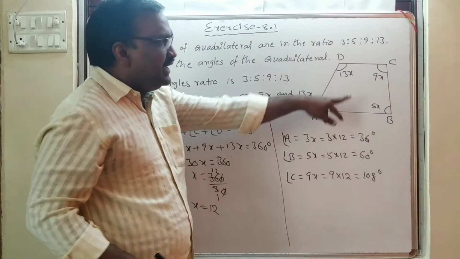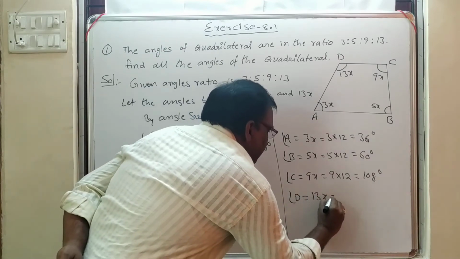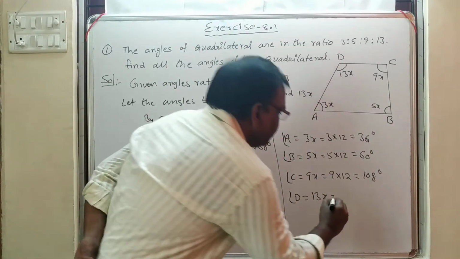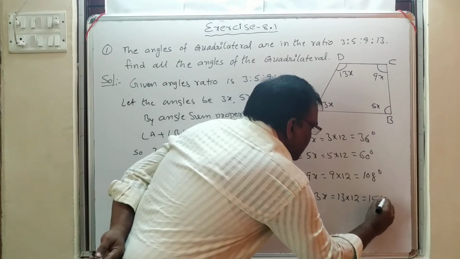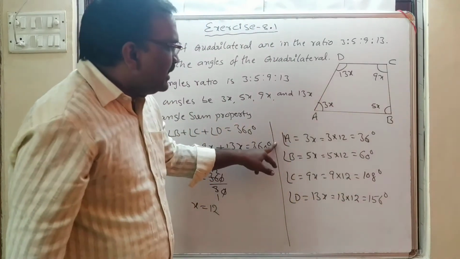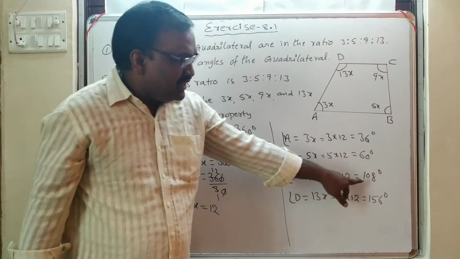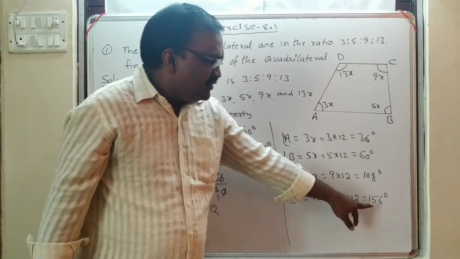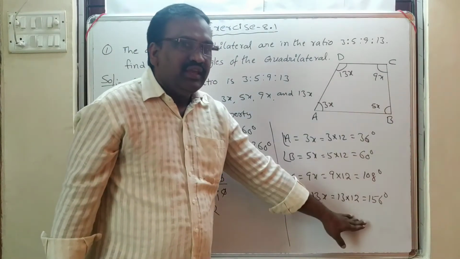Last angle D, that is 13x. So 13 into 12 is 156 degrees. Therefore angle A is 36 degrees, angle B is 60 degrees, angle C is 108 degrees and angle D is 156 degrees. These are the angles of quadrilateral ABCD.